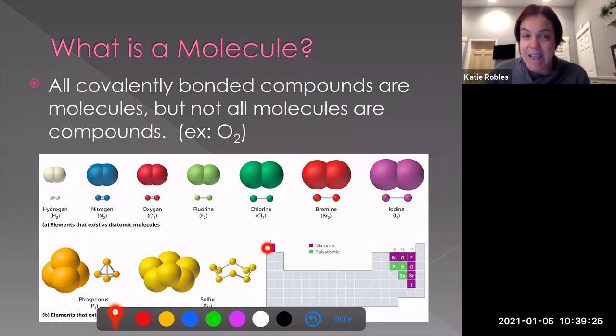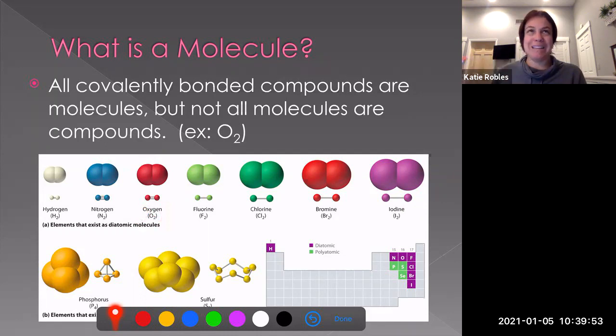I call these the H7 club: hydrogen, nitrogen, oxygen, fluorine, chlorine, bromine, iodine, the H7 club. There are seven of them that make seven. They start with the letter H. They come in pairs. We call those molecules. So even though it's not an oxygen compound, that's not the right word for this, it is an oxygen molecule. So an oxygen molecule is just the element of oxygen in a molecule.